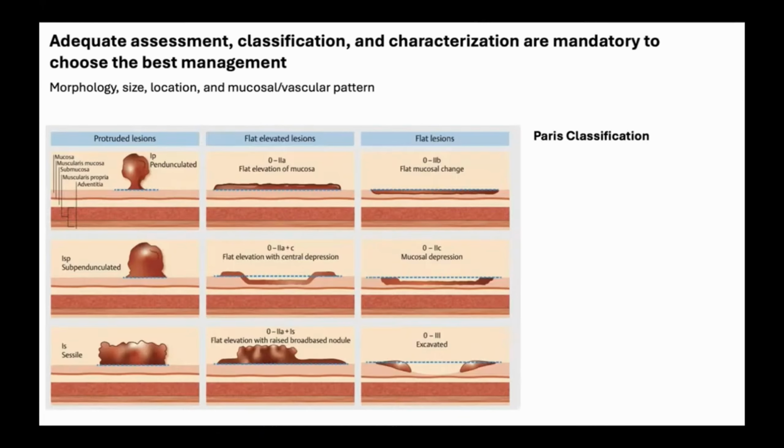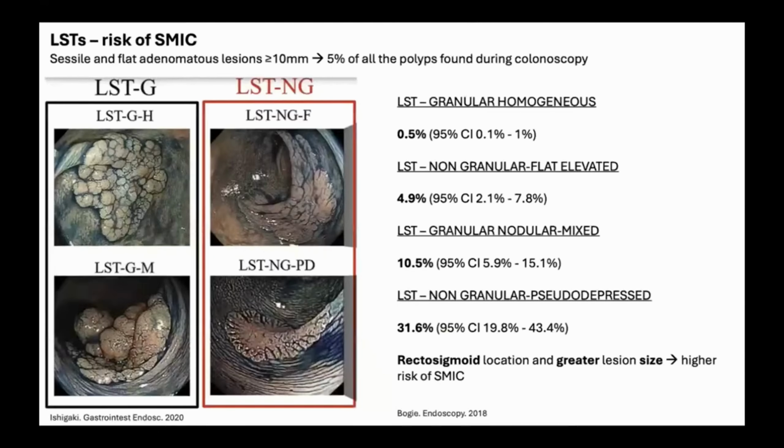Now, how do we recognize that the lesion is more suspicious for invasion? Well, we still rely on the Paris classification and on the morphology. I'm not going through the Paris classification because I assume you are familiar with that. So the lesions with a higher risk of deep invasion are the 2A, 2C component, and the ones with mucosal depression, which is 2C, although sessile lesions also have an increased risk of deep invasion, and the type 3, which are excavated, are many a time, unfortunately, already involving the muscle layer.